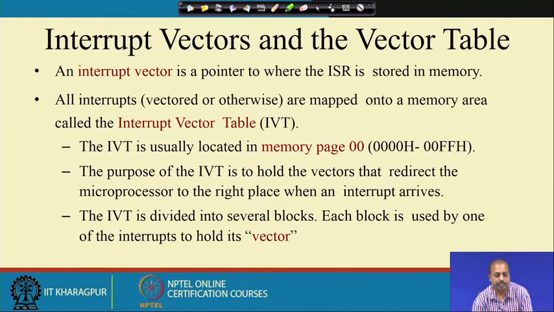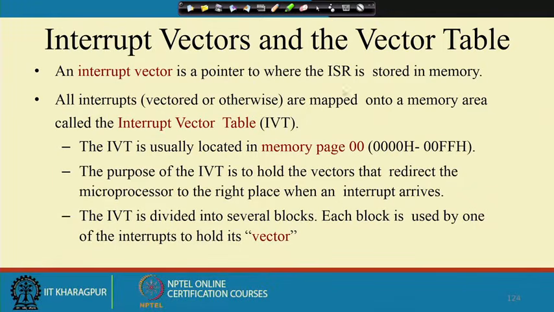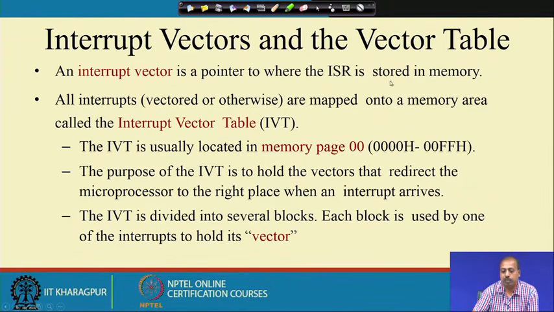Now, how does this vectoring take place? For the vectored interrupt, there is something called the interrupt vector table, or IVT. Any processor that supports vectored interrupts should define some part of memory called the interrupt vector table, and specific locations in the IVT are dedicated to different vectored interrupts. The processor expects the interrupt service routine to start from that location. So an interrupt vector is a pointer to where the ISR is stored in memory.